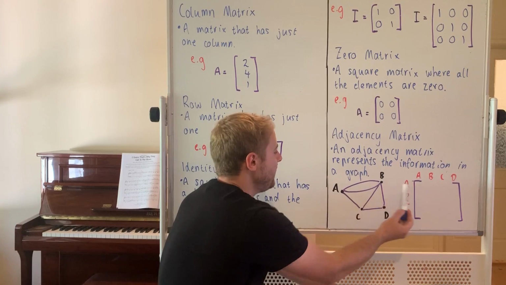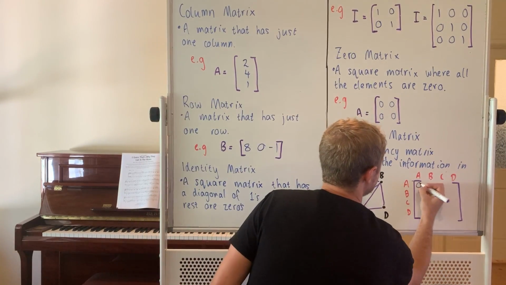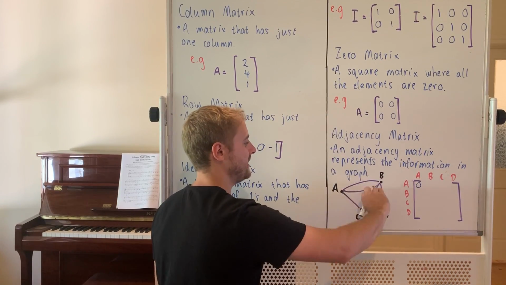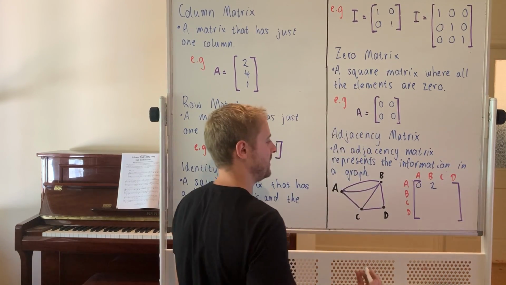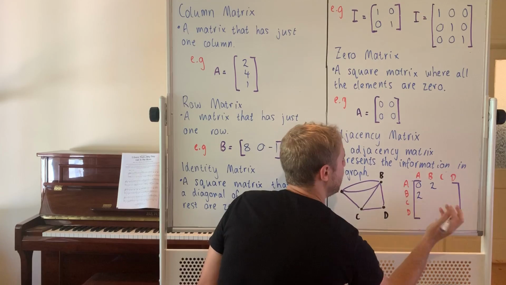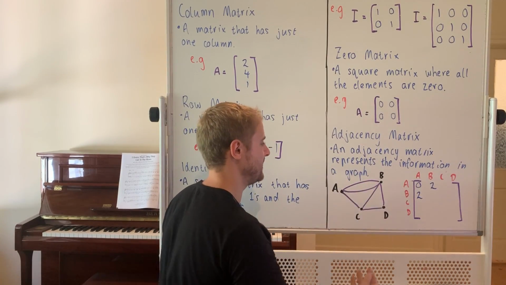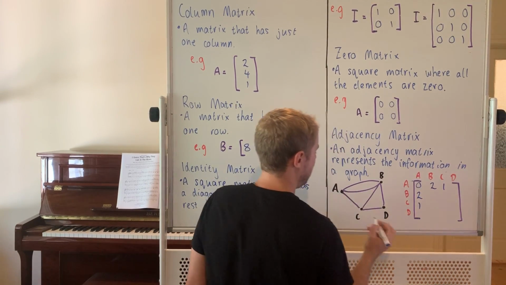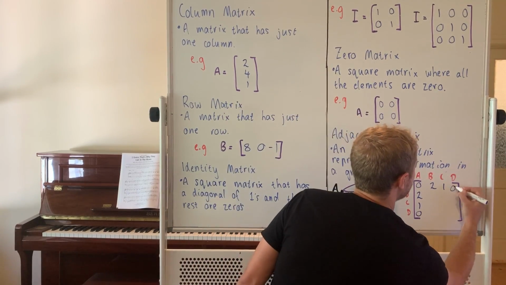So from A to A, there's no way to do that traveling on one edge, so that would be represented with a 0. Now A to B, there's 2 edges connecting them, so there's 2 ways to get from A to B, so we represent that with a 2. You can also write the same here because it's not directional, meaning you can go in both directions, so it's going to be the same number. A to C is 1. A to D, there's no way to get from A to D traveling along only one edge.